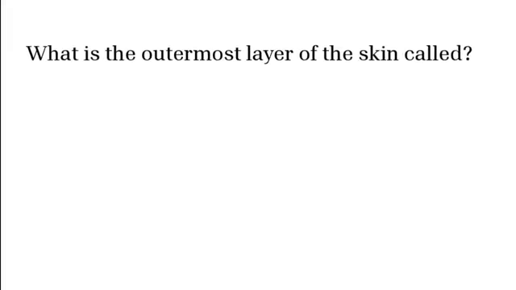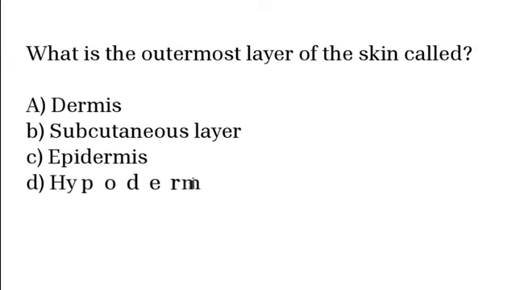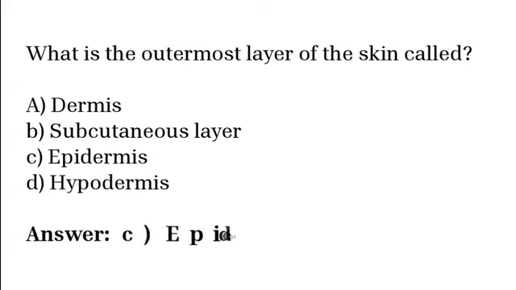What is the outermost layer of the skin called? Dermis, subcutaneous layer, epidermis, hypodermis. So the correct answer is option C. The outermost layer of the skin is called epidermis.